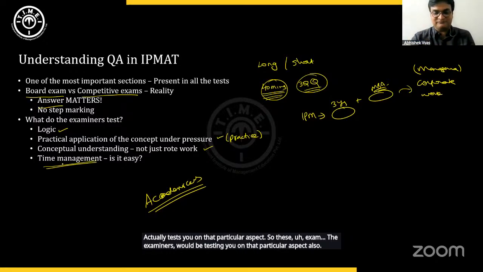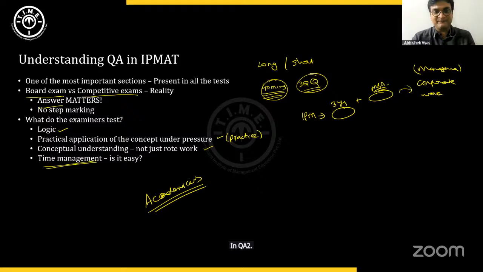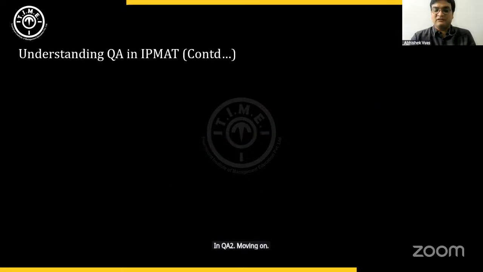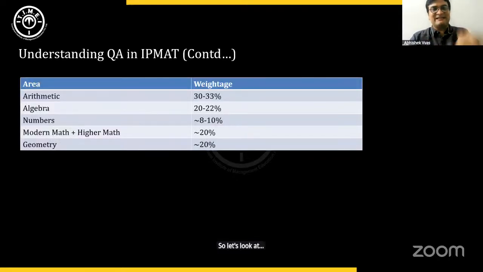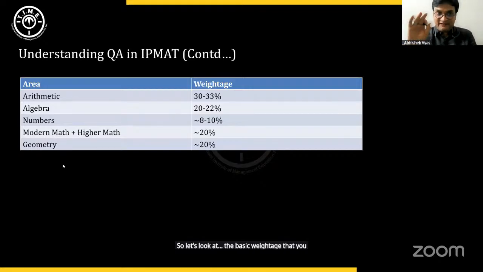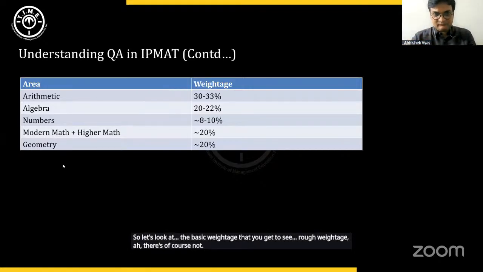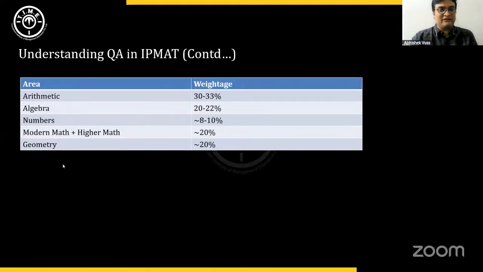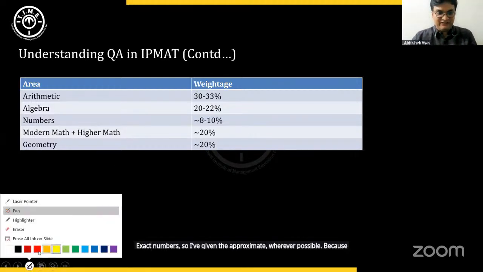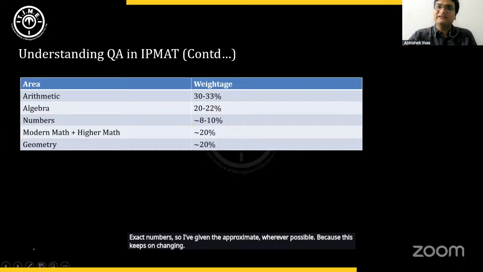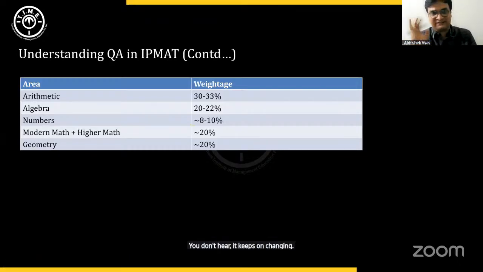In QA2, moving on. So there are a few more points that I want to elaborate. Let's look at the basic weightage that you get to see, rough weightage. There are of course not exact numbers, so I have given this approximate wherever possible, because this keeps on changing year on year. It keeps on changing test to test.